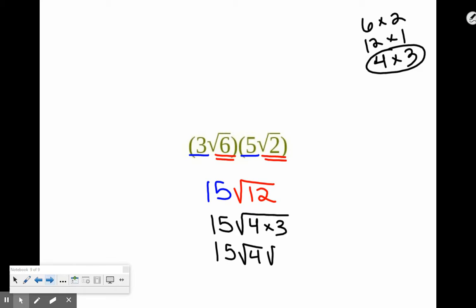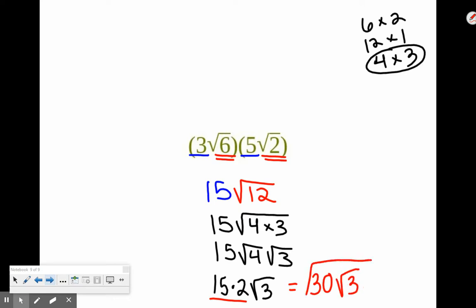Rewrite it. Square root of 4, square root of 3. Okay, and well, what is the square root of 4? That is just 2, so we have 15 times 2 times the square root of 3. Okay, so that means you can actually multiply 15 and 2 together. So we get 30 square root of 3 as our most simplified answer. So all of this simplifies to just 30 square root of 3.